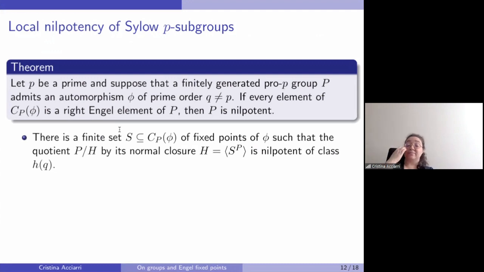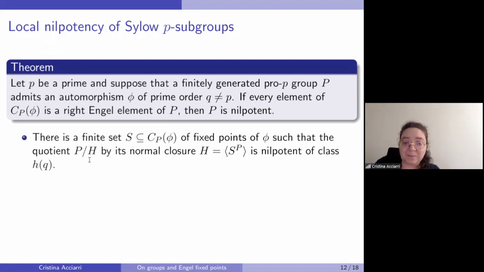Well, let's start by considering one object that will become very important in our proof, this subgroup called H. What can be proved is that there is a finite set S, and here I'm trying to skip a bit of the technical details, so there is this finite set S contained in the centralizer, in the fixed point subgroup of phi, such that the quotient of our pro-p group P over H, where H is just the normal closure in P of this subset S, is nilpotent and of bounded class, where precisely the class is bounded by the Higman function h(q), and q is the order of the automorphism phi. Okay, so this finite set can be found.